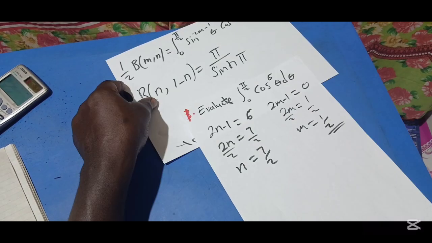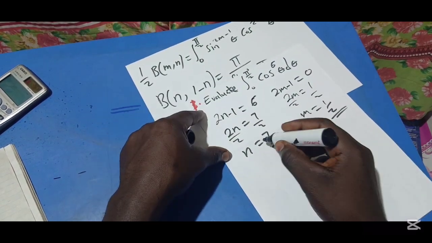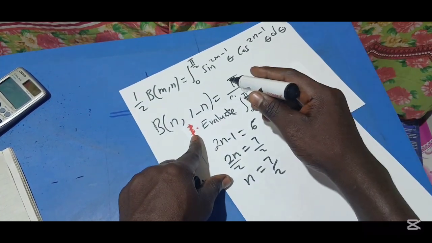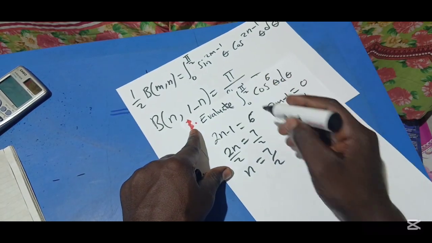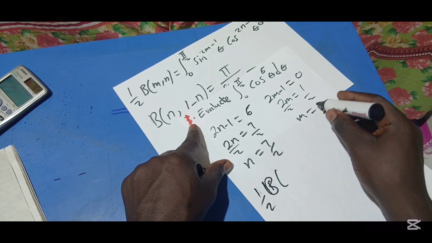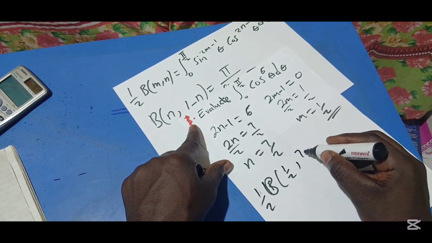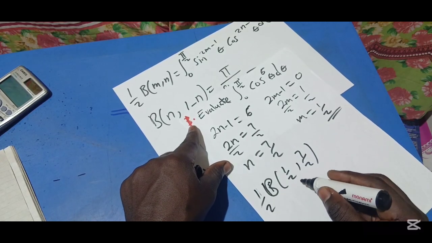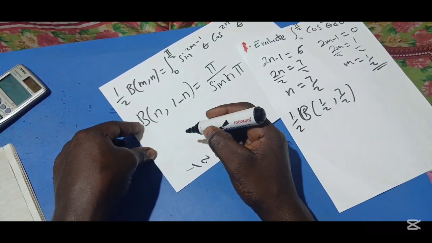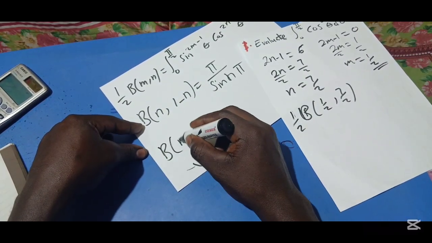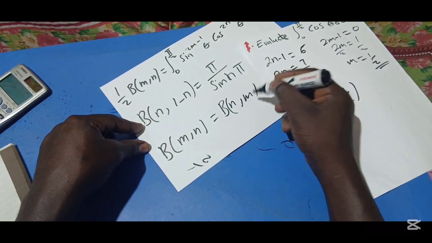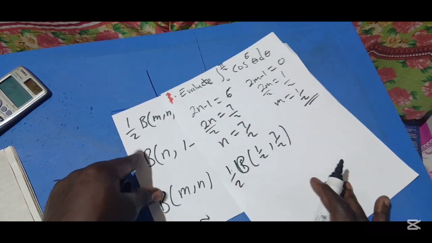Now that we are here, we now know the values for m and n, right? So it means that our half beta of m and n should be of this form, half beta of 1 on 2 and 7 on 2. It doesn't matter how you arrange it, either 7 on 2 first or 1 on 2 first. This obeys the symmetry of beta functions, that beta of m, n equals beta of n, m, so it doesn't matter. So let's continue.